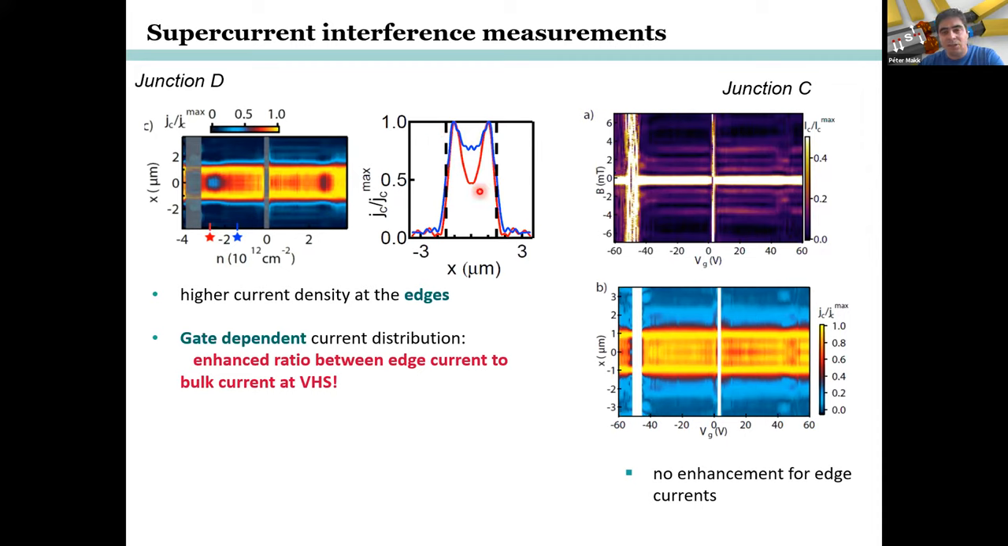So this already tells you that this might be related to the extraction of the density of states. And I would say that for junction C, where we have seen quite well the Van Hove singularity, we see a rather moderate presence of edge current. So here the supercurrent distribution is more homogeneous.